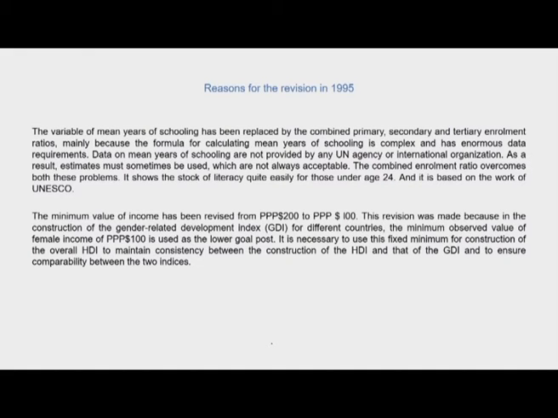So, in 1995, if you remember from the last class, I had shown you an Excel sheet which showed the computation of different indices over the years, over the human development reports that were published in different years, and you would see that in 1995 two new measures were introduced, which we will do in the next class, the Gender Development Index and the Gender Empowerment Measure.